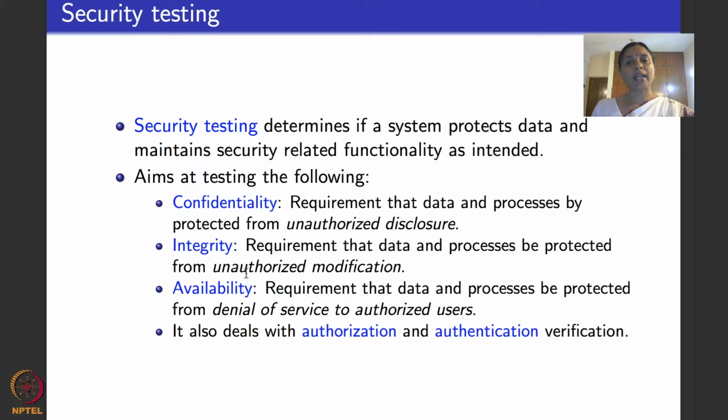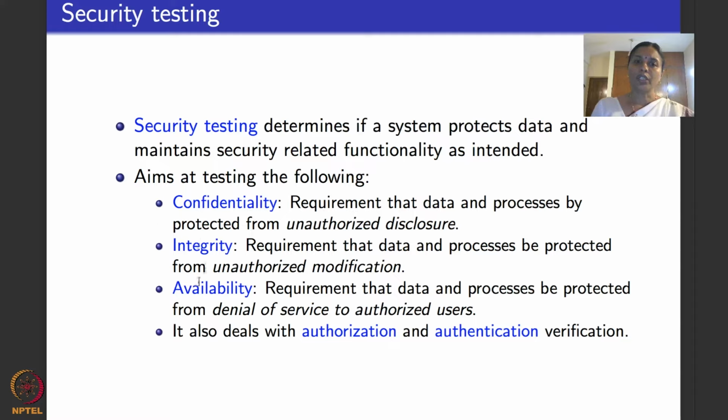Integrity tests for the requirement that data and processes be protected from unauthorized modification. If somebody manages to get access to my data, a person who is unauthorized to access my data, then the person continues to be unauthorized to modify my data, because that is even bigger than accessing the data. That is integrity testing. The next one is availability testing. It tests that data and processes be protected from denial of service to authorized users. It means that if a particular person is authorized to have access to a particular data or a service, then the data or the service is made available to the user. So that is availability testing.